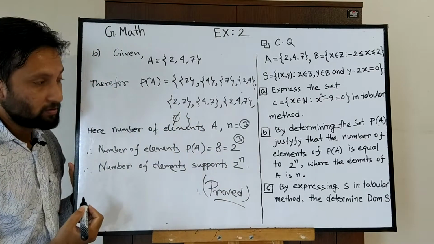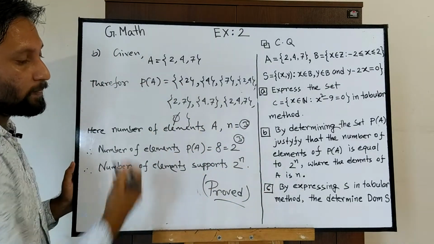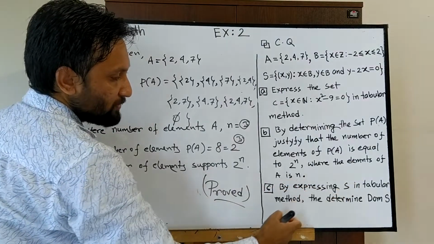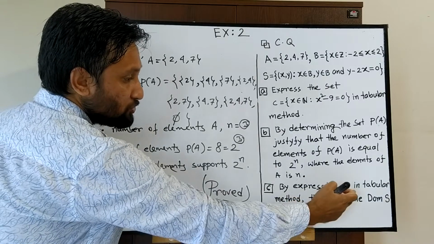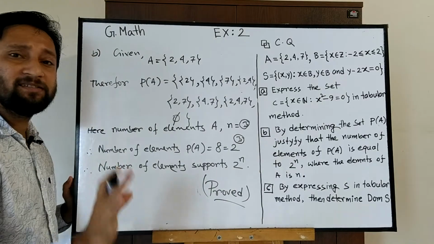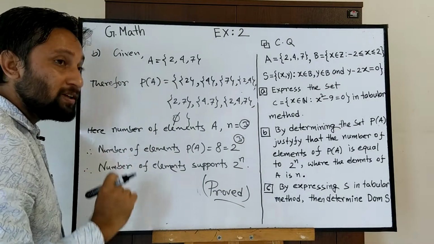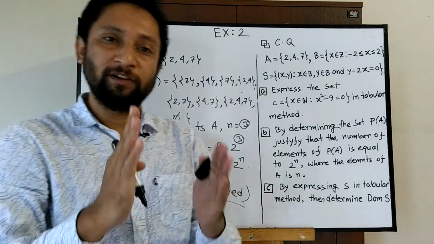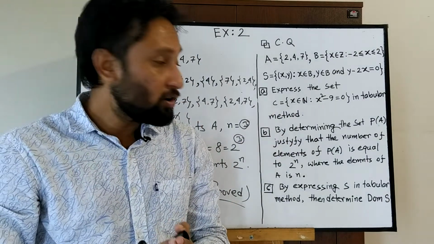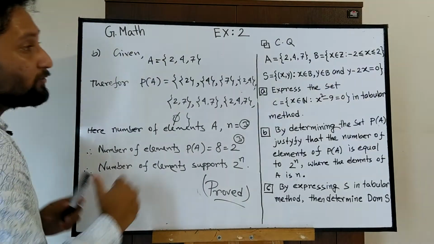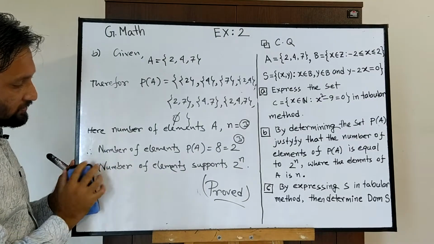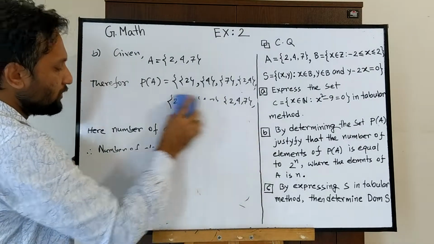Clear? Okay. Then C. In this question, by expressing S in tabular method, determine DOM S, that means the domain of S. We know that in every pair of elements, the first element is called the domain and the second element is called the range. So at first we have to identify the pair elements of set S. Then we can easily find the domain and range. Now see.